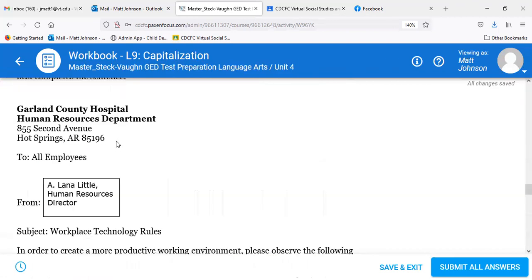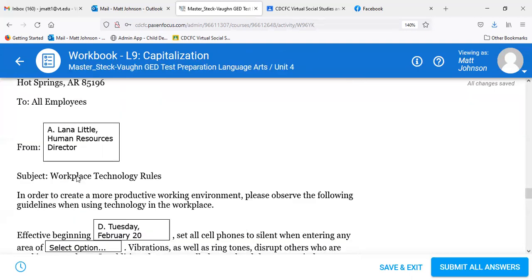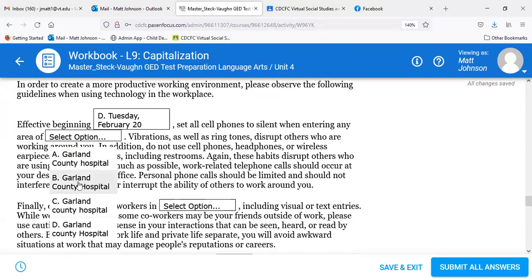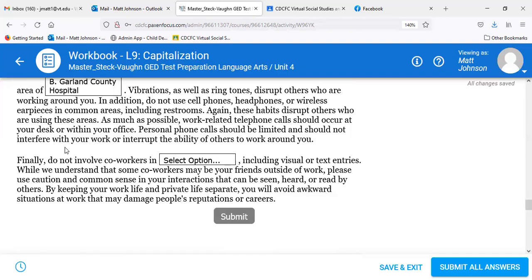Now we actually get a hint up here, because right there at the top is the name of the hospital. So it's one of those test-taking skills. Sometimes you can look around for the answer if you're careful. And again, that's the entire name of the hospital, Garland County Hospital, so all of that's going to be capitalized. In the area of Garland County Hospital, vibrations as well as ringtones disrupt others who are working around you. In addition to not using cell phones, headphones, or wireless earpieces in common areas, including restrooms.